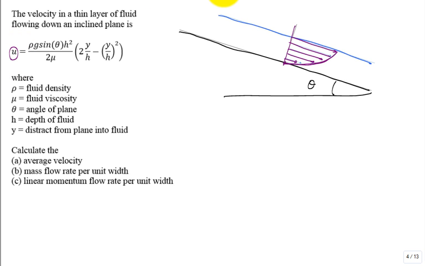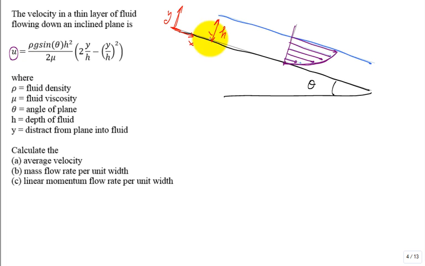So what we have is a coordinate system where you have X and Y. Now I didn't put Y, I should put Y right here. So there's X and Y. Y starts from 0 and it goes up to H. So this thickness of the fluid layer is H.